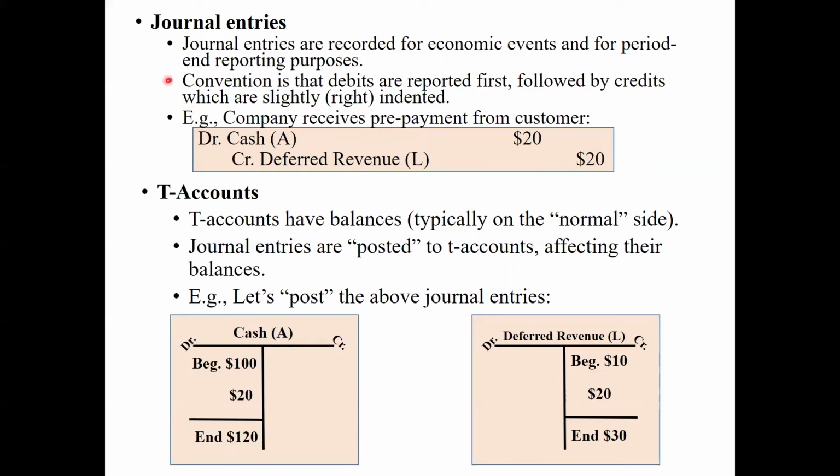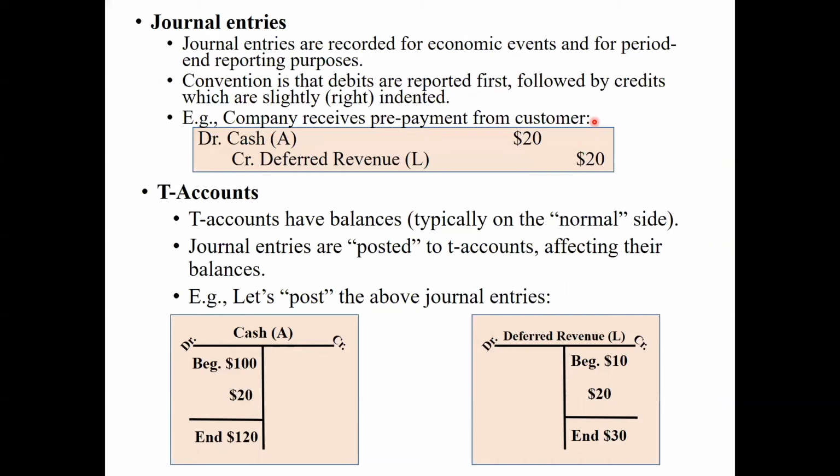In terms of what the journal entry looks like, the convention is that the debits are reported first, followed by credits, which are slightly right indented, as you can see here. So let's do an example transaction. This is an economic event. The company is receiving a prepayment from a customer. The first thing you should always do when you think about an economic event and you want to know the journal entry, ask yourself if cash is involved. And in this case, cash is involved. The company is receiving a prepayment of cash.